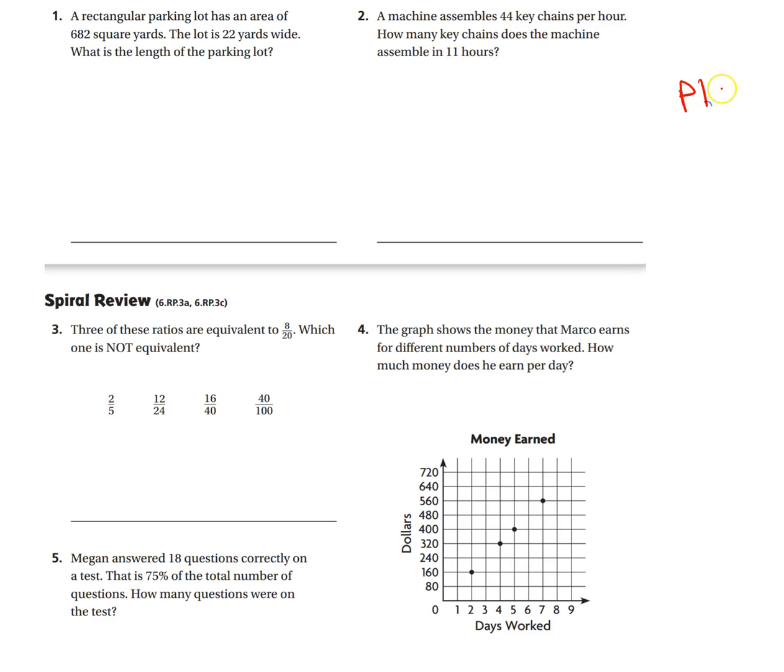And I'm on P106 now in the Go Math textbook. Let's get right to it. A rectangle parking lot has an area of 682 square yards. The lot is 22 yards wide. What is the length of the parking lot?